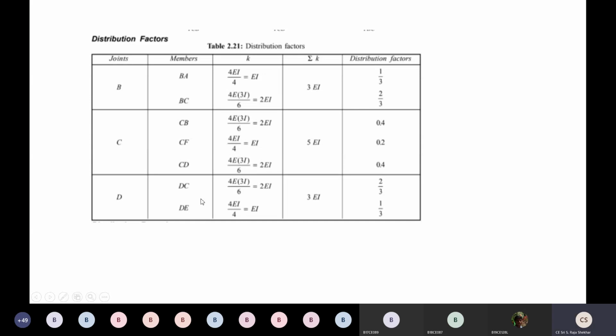Now we need to calculate distribution factors for DC and DE, using the same procedure explained earlier, that is 2 by 3 and 1 by 3. Same symmetrical loading, symmetrical frame. Otherwise, you can calculate using rotational stiffness 4EI by L, then joint stiffness, then K by sigma K. So these are the distribution factors calculation table.